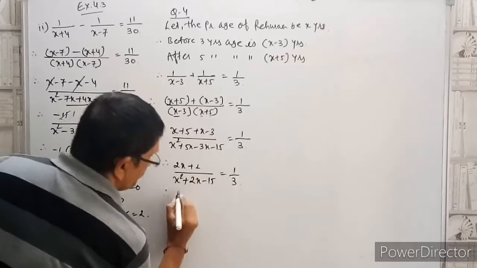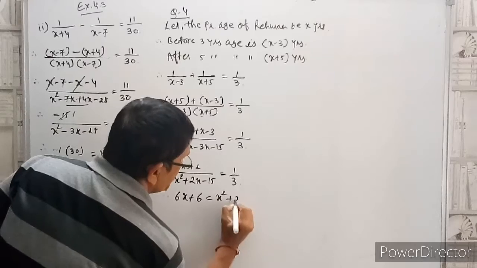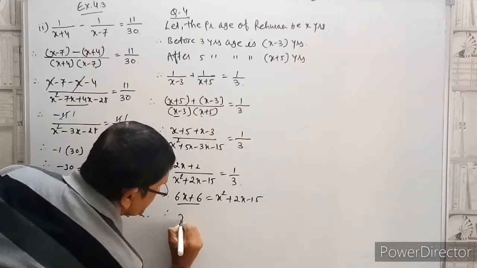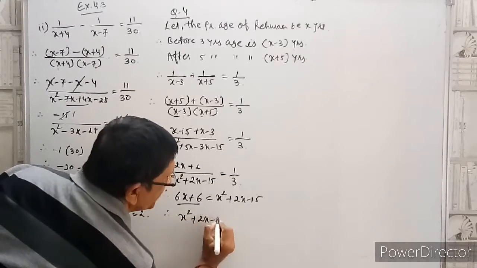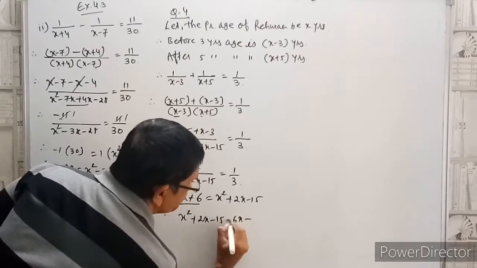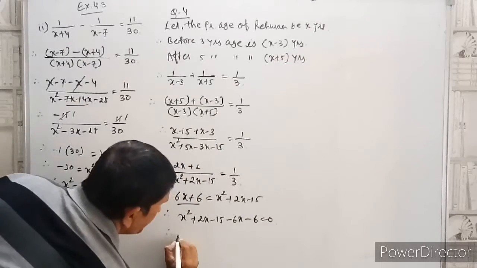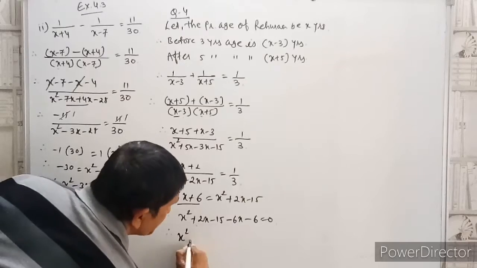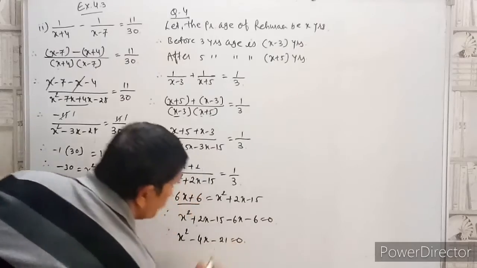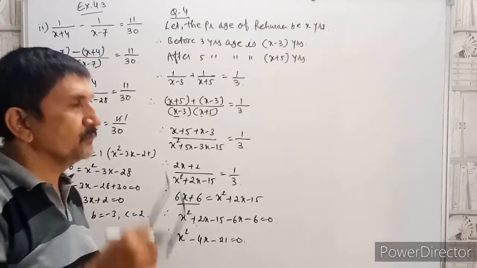Multiply this 3 over here, so 3 2s are 6x plus 6 is equal to x square plus 2x minus 15. Now these two terms we have to shift on the other side, so x square plus 2x minus 15 minus 6x minus 6 is equal to 0. Therefore x square plus 2x minus 6x, minus 4x, minus 15 and minus 6, so minus 21 is equal to 0. Now by alpha and beta, that is the formula method, we can find out the root.